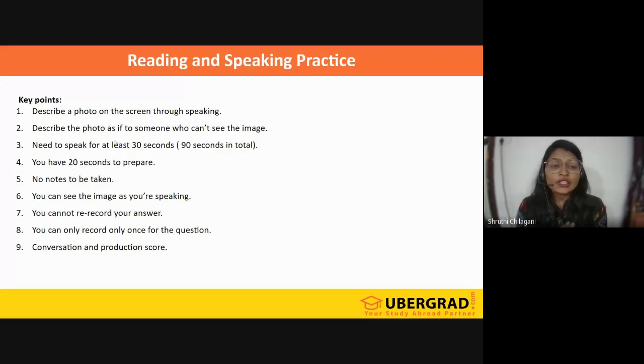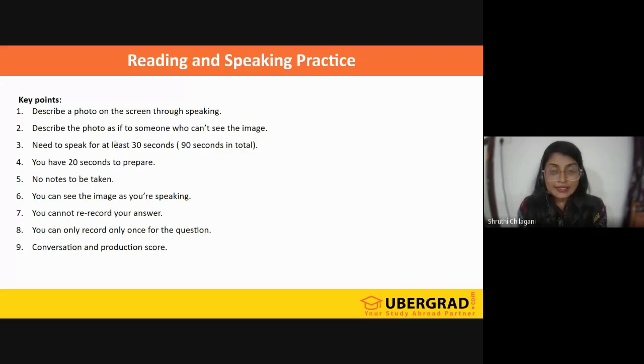And you cannot re-record your answer. Suppose you're recording and you get stuck, you can't stop it and you can't re-record it. So if you're stuck at some point, I would say continue. Try correcting it and try continuing. You can't re-record it, so let's not sit with the damage. Let's try repairing it and moving on. You can only record once for the question. For each question you can only record once.